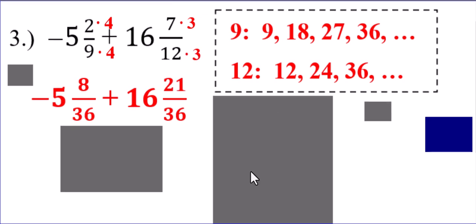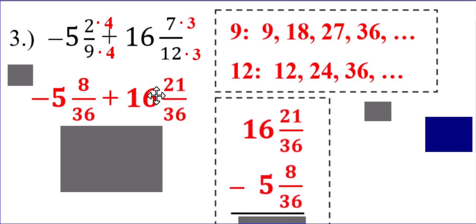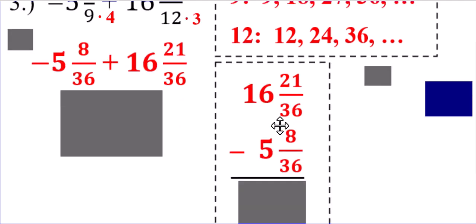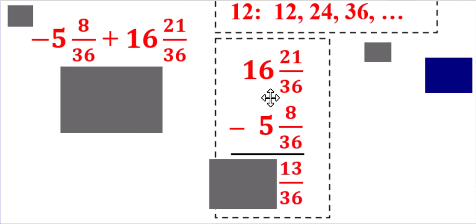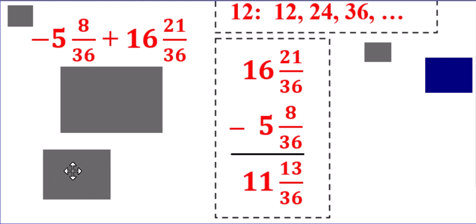Will I add in my head or off to the side, or will I subtract? Since it's a negative plus a positive, we are going to have to subtract. Put the bigger absolute value on top, the 16 and 21, 36. Do I need to borrow? Well, no, the 21 is already bigger than 8, so I can go ahead and just subtract. 21 minus 8 is 13. 16 minus 5 is 11.